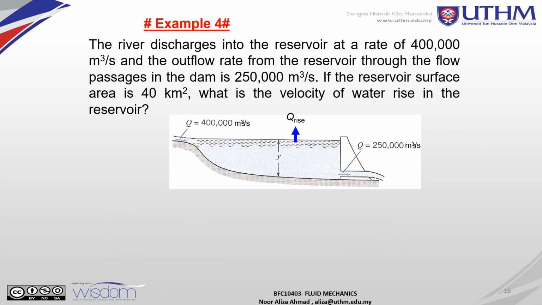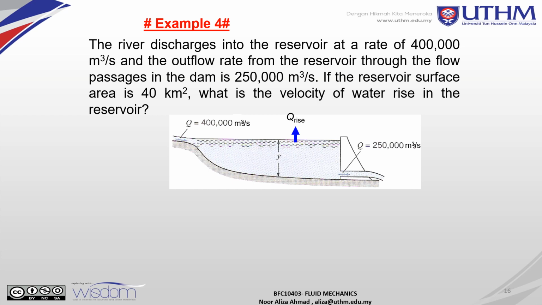Okay, example 4. The river discharged into the reservoir at a rate of 400,000 meter cube per second, and the outflow rate from the reservoir through the flow passage in the dam is 1. So if the reservoir surface area is 40 kilometers squared, what is the velocity of water rise in the reservoir?